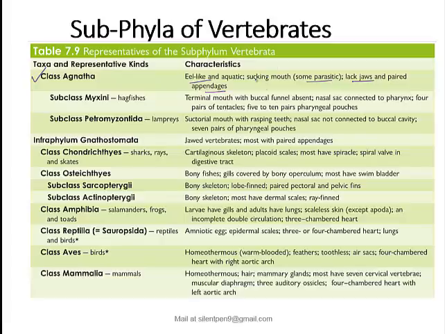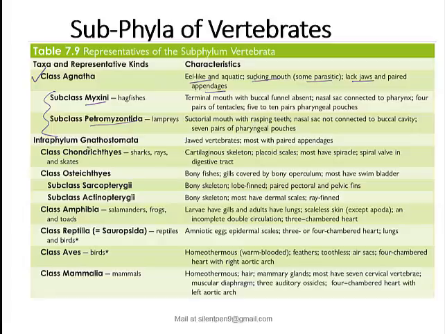Generally, the mouth is different. The sucking mouth can be seen here. The jaws are purely absent. So we can even call the class Agnatha the jawless fishes. And you can see the subphyla Myxini and Petromyzotida, where the mouth and teeth formation is gradually developed.